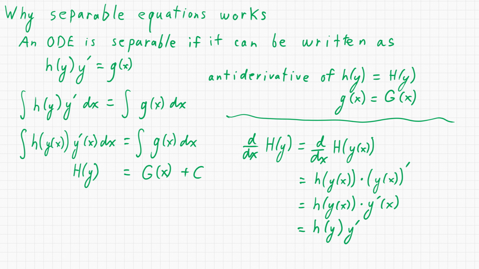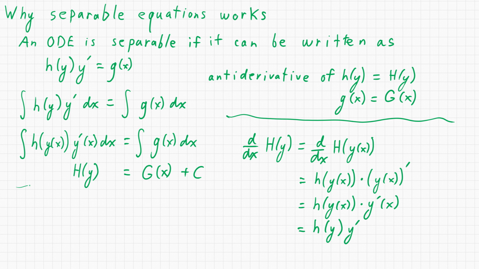So the reason this step works is the chain rule. We're essentially absorbing the y prime of x when we're integrating with respect to x on this lowercase h. It just becomes capital H of y of x, and that y prime got absorbed during the integration.